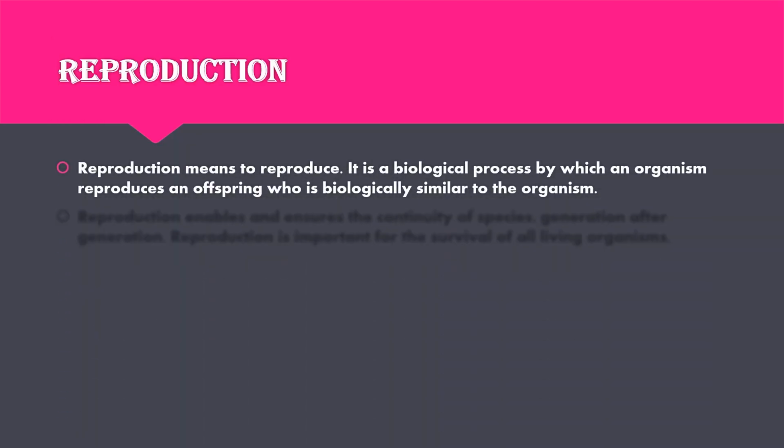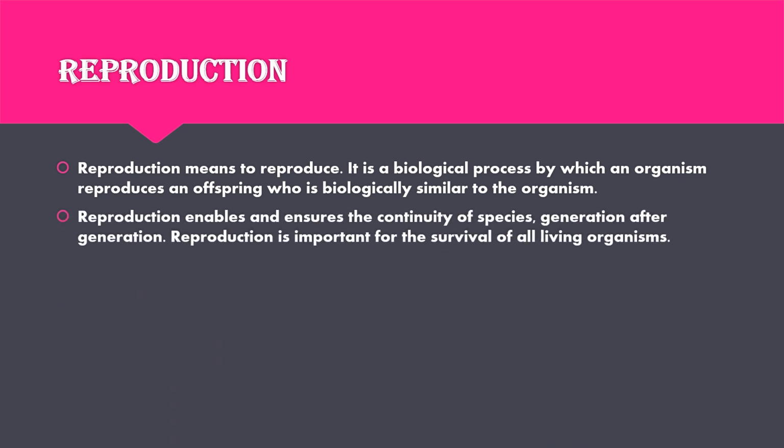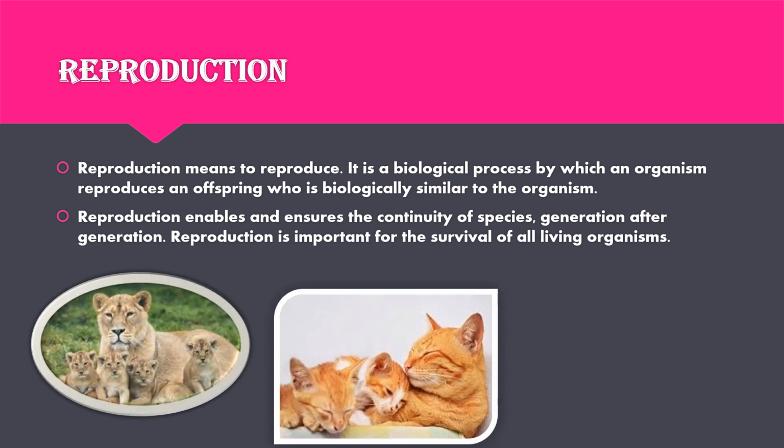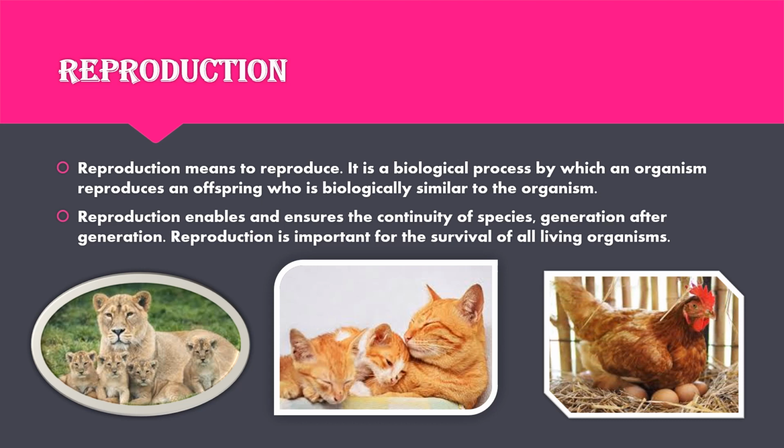Reproduction. Reproduction means to reproduce. It is a biological process by which an organism reproduces an offspring who is biologically similar to the organism. Reproduction enables and ensures the continuity of species generation after generation. Reproduction is important for the survival of all living organisms. These are the pictures of animals with their little ones.